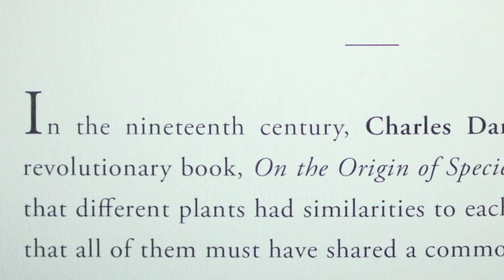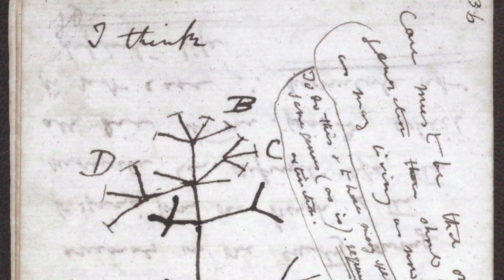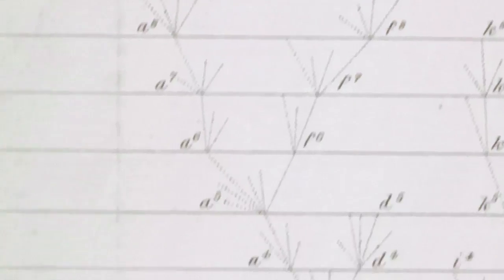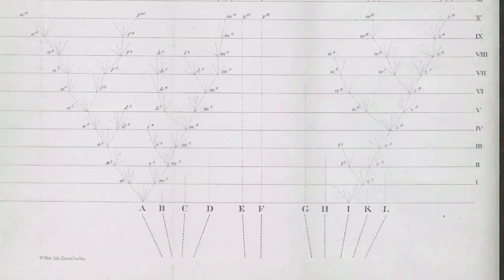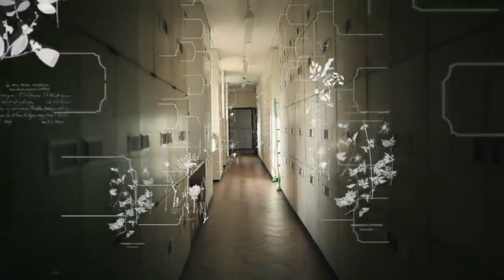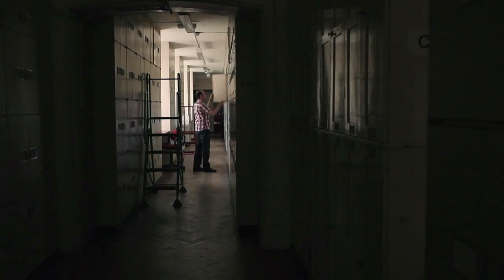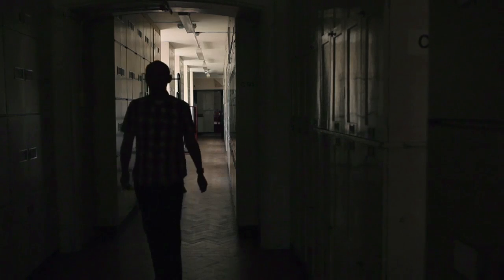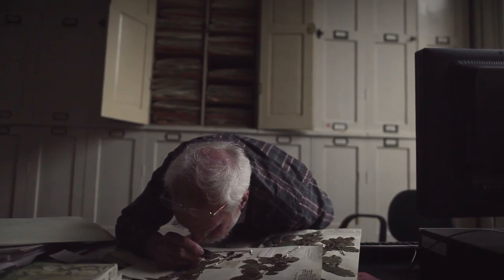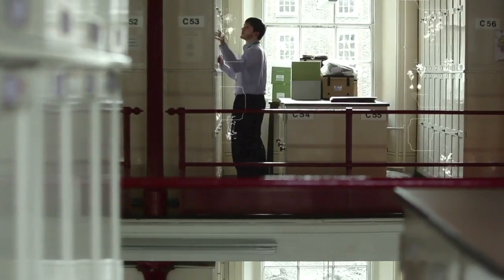In the 19th century, Charles Darwin published his revolutionary book, Origin of Species. He had observed that different plants had similarities to each other, and he realized that all of them must have shared a common ancestor. The idea of classification became stronger, and Kew, in fact, developed its own system of morphological classification, entirely based on what you could see with the naked eye, and a little bit that you could see with a microscope. The plant tree began to take form.